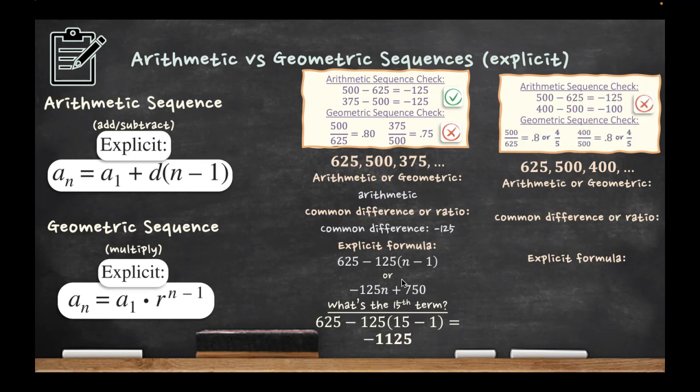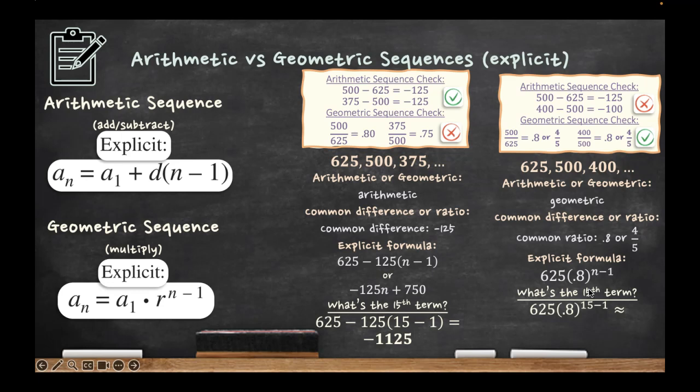So when we look at the next example, we do our arithmetic and geometric sequence check and we realize that it's going to be geometric, which our first term is 625. So we go ahead and place that out front. Then we know our common ratio is 4 over 5 or 0.8. Then now, if you want to find the 15th term, you just plug in 15. And you get 27.49.